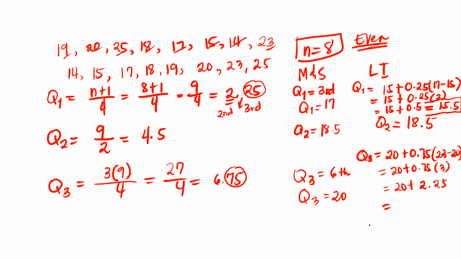What is the third quartile? 22.25. So our third quartile is equal to 22.25, which is different from the third quartile here. This one also has a big difference: 15.5 here, and 17 for the other.